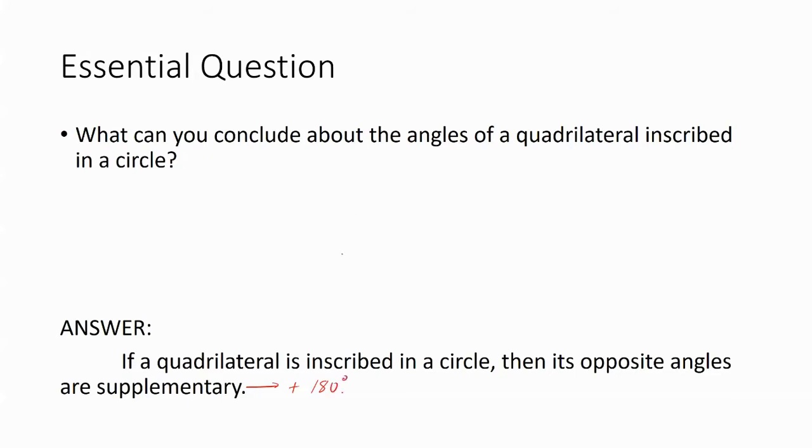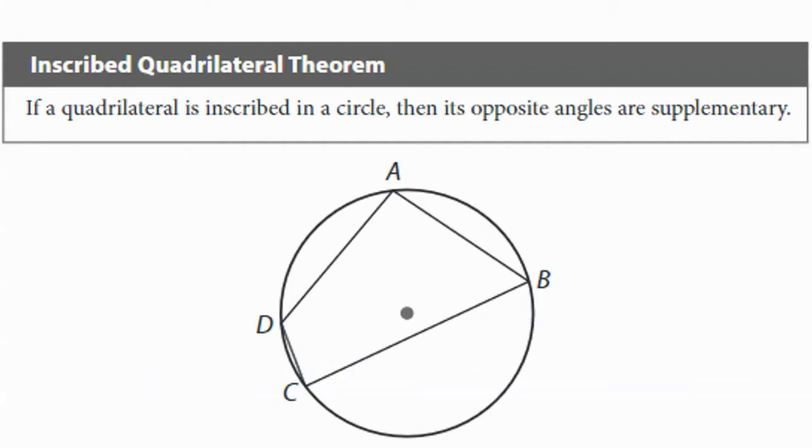Okay, so let's take a look at an example. So basically, the first thing that you need to know is the inscribed quadrilateral theorem. Basically, if a quadrilateral is inside a circle, then its opposite angles are supplementary. So for example, angle D and angle B would be supplementary. That means they would both have to add up to 180 degrees.